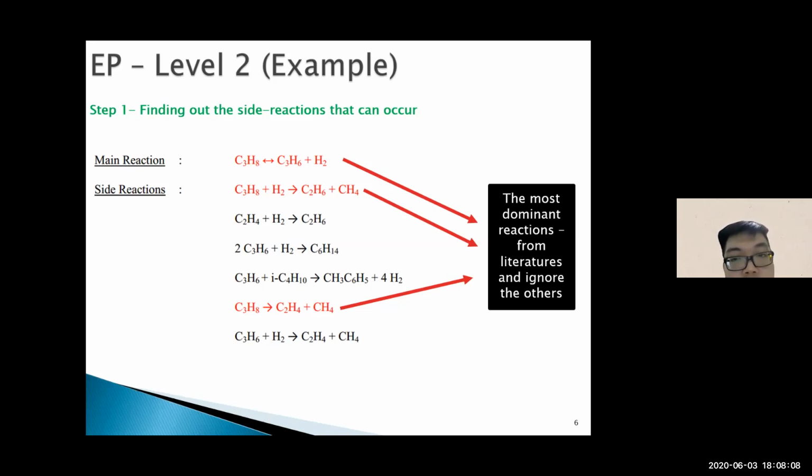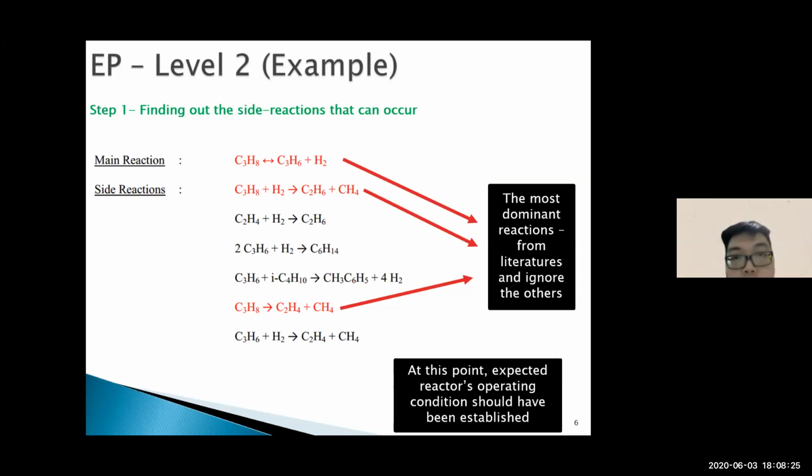And also according to your module, whether your supervisor or your module coordinator allows you to pick 1, 2, or 3, or how many reactions you want as the side reaction. So after you select your main and side reaction, you should also know what is the expected operating condition for your reactor.